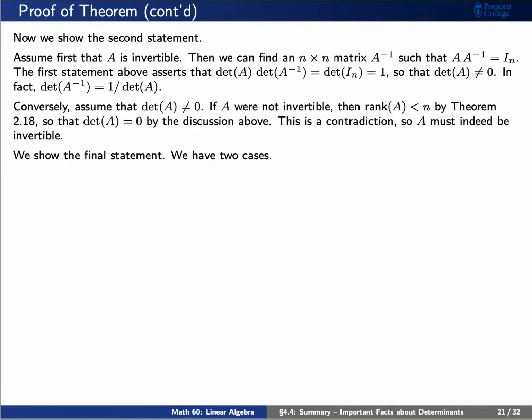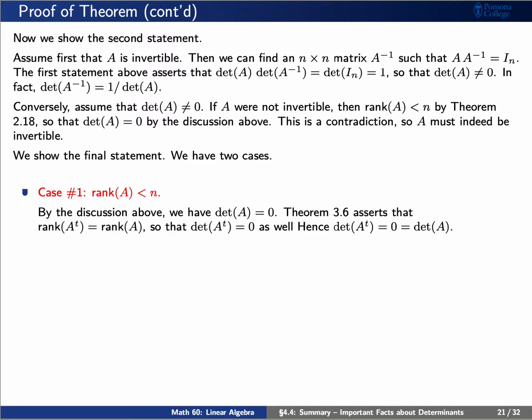Let's show the final statement. We actually have two cases. Just like before, either the rank of A is less than n or the rank of A is equal to n. We want to prove, if you recall, that the determinant of A transpose is equal to the determinant of A. First, let's assume that the rank of A is strictly less than n.